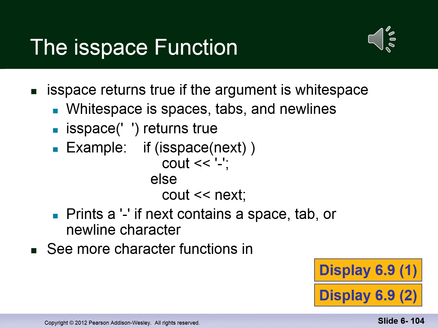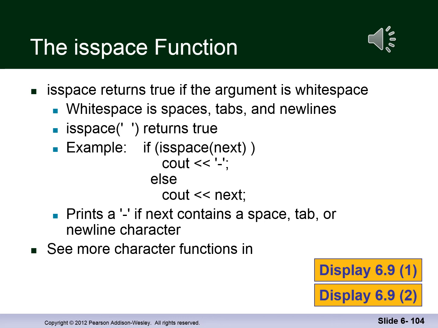Another function used with char data is the function named isspace. isspace returns true if the argument passed to it is white space. And white space is defined as spaces, tabs, and new lines. So if we pass the literal, just a space, to isspace, it returns true. Here's an example of isspace used in an if statement. If isspace next, cout a dash, else cout next. It prints a dash if next contains a space, tab, or new line character.